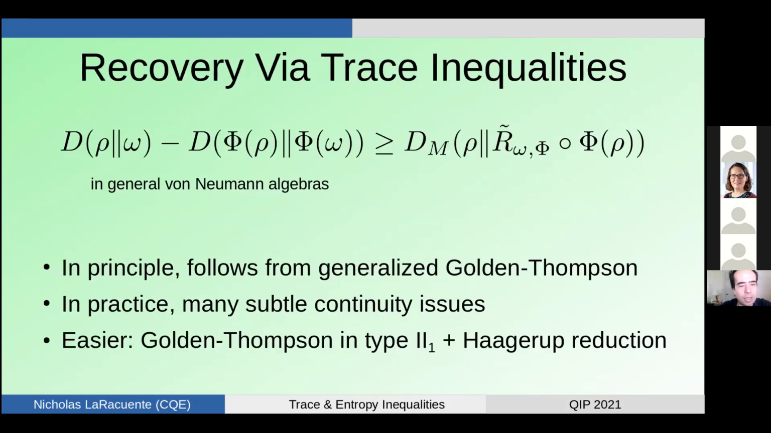We do also get a recovery result in the form of the measured entropy, and this in principle would follow from the generalized Golden-Thompson inequality, but in practice it's actually easier to use the Golden-Thompson inequality in type 2-1 and then use the Haagerup reduction with the relative entropy. So instead of trying to go directly, the continuity is easy to do, so we do everything possible in type 1, type 2-1, and then use this approximating sequence.